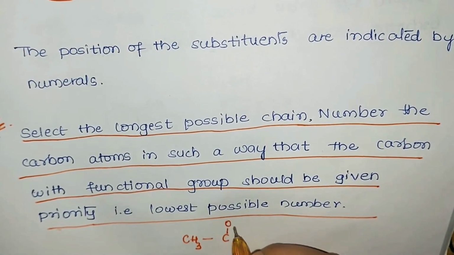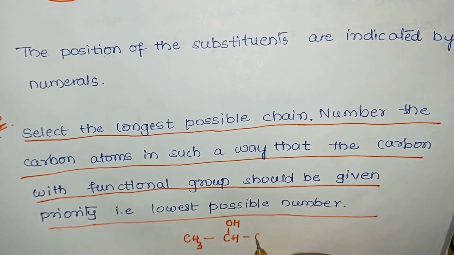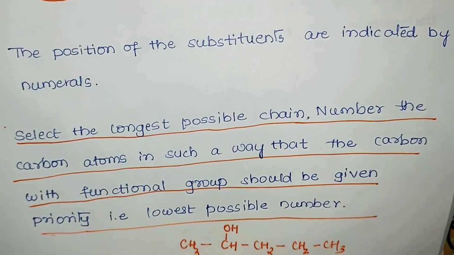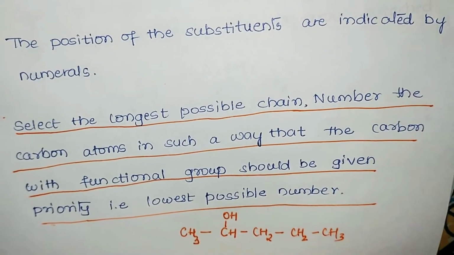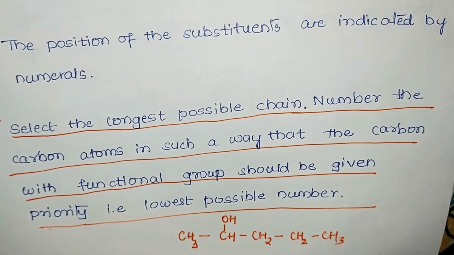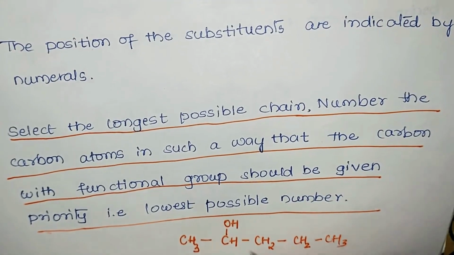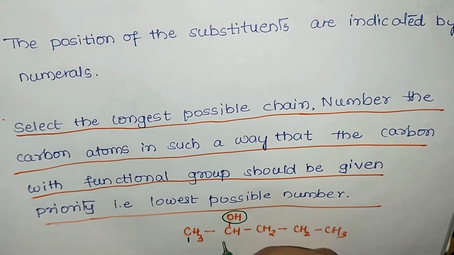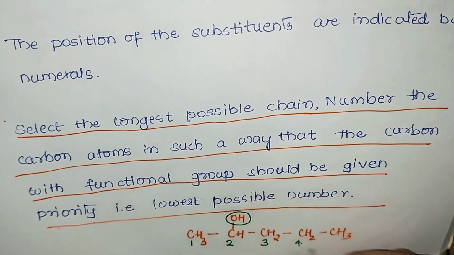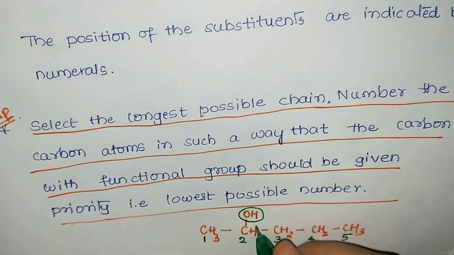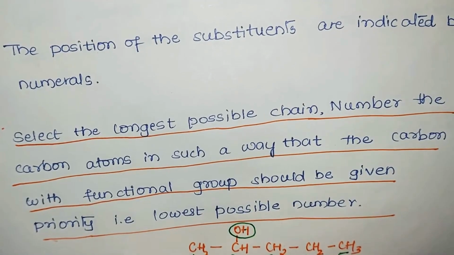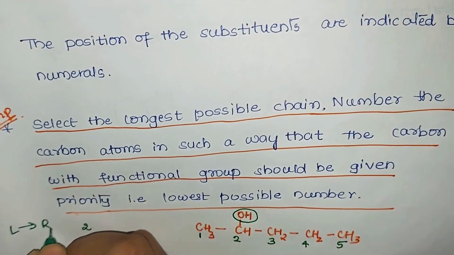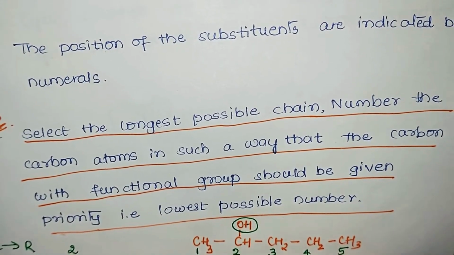We are writing CH3, CH bonded to OH, followed by CH2, CH2 and CH3. We'll number this carbon chain in two possible ways, from left to right as well as from right to left. First we number it from left to right, to see the position of the functional group. On which carbon atom is our functional group present? The second carbon atom. So, when you number it from left to right, the OH group is present on the second carbon atom.